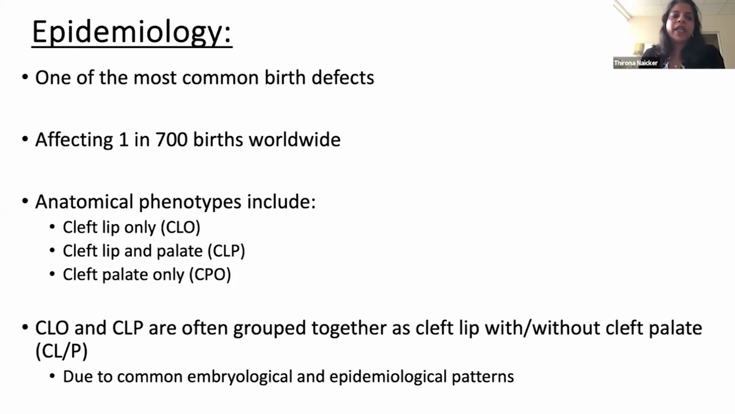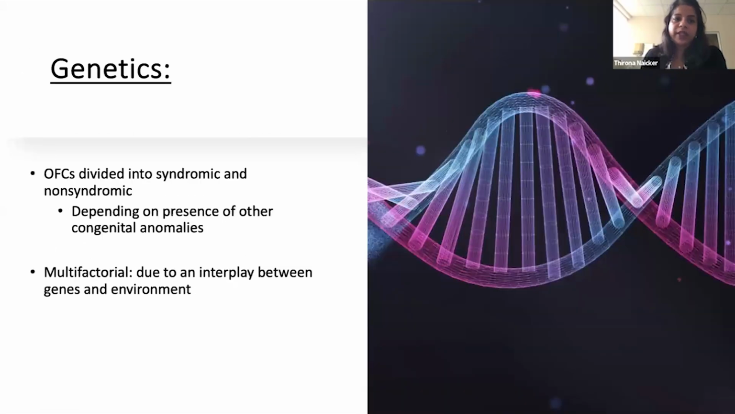There are many different ways to delineate the different types of clefts, but the most common way is to look at what we see anatomically, so the anatomical phenotype. We can have a cleft lip only, we can have a cleft lip and palate, and we can have a cleft palate only. The first two, cleft lip only and cleft lip and palate, are often grouped together, and we call them cleft lip with or without cleft palate. This is mainly due to the embryology and the epidemiological patterns in the world.